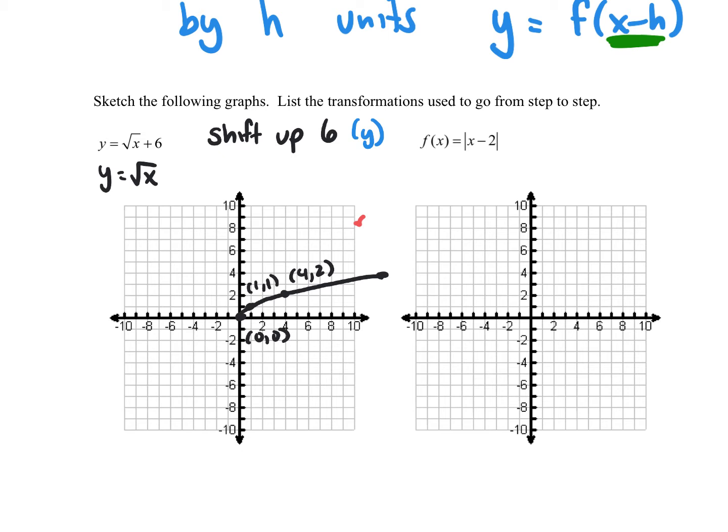So to those, if I want to do it really formally, I'm going to add 6 to only the y values. So 0, 0 will become 0, 6 because I'm adding 6 to the y value. And this will become 1, 7, and this will become 4, 8, because I'm adding 6 to the y value. So my new graph looks something like this. If I were to graph this function in Desmos or something, I would see these two graphs, and I would see that it gets shifted up 6 units from the original.